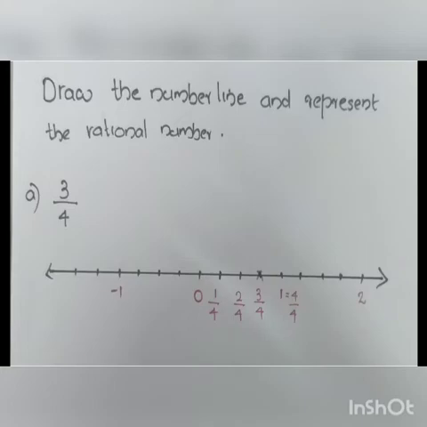In order to represent 3 by 4, first we draw a number line and take the distance 0 to 1. Here 3 by 4 is a proper fraction, isn't it? When you get a proper fraction, you can consider the distance 0 to 1. Now, that 0 to 1 distance, according to the denominator, here the denominator is 4, you divide into that many parts. Since the required fraction is 3 by 4, I am dividing the distance 0 to 1 into 4 equal distances. That is 1, 2, 3, 4.